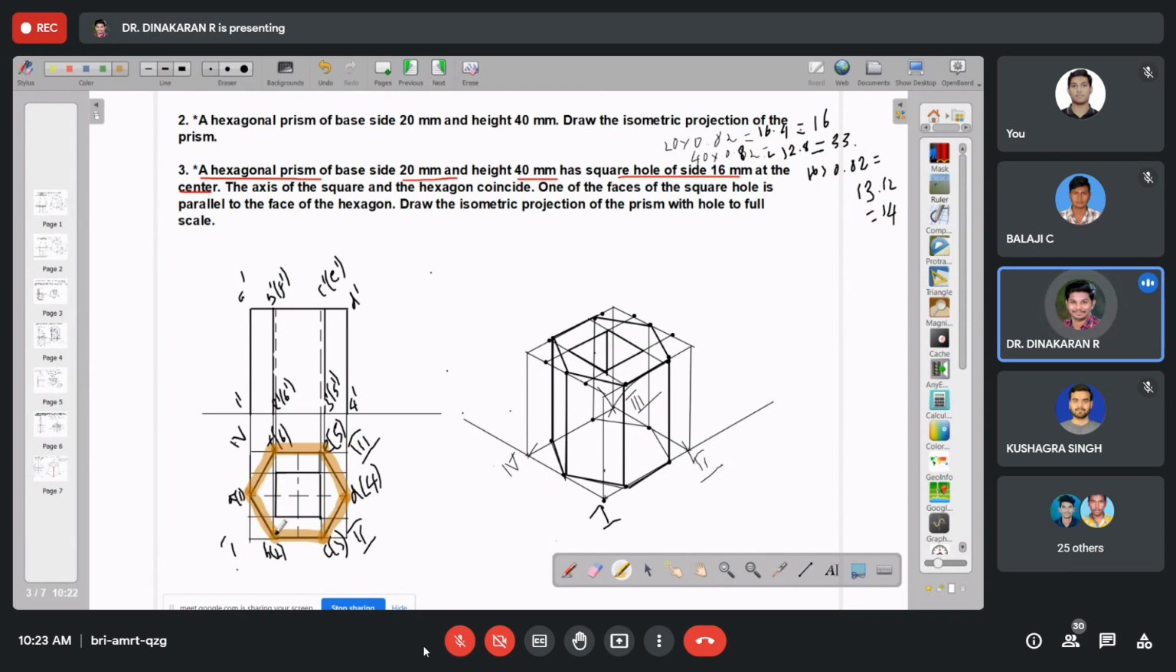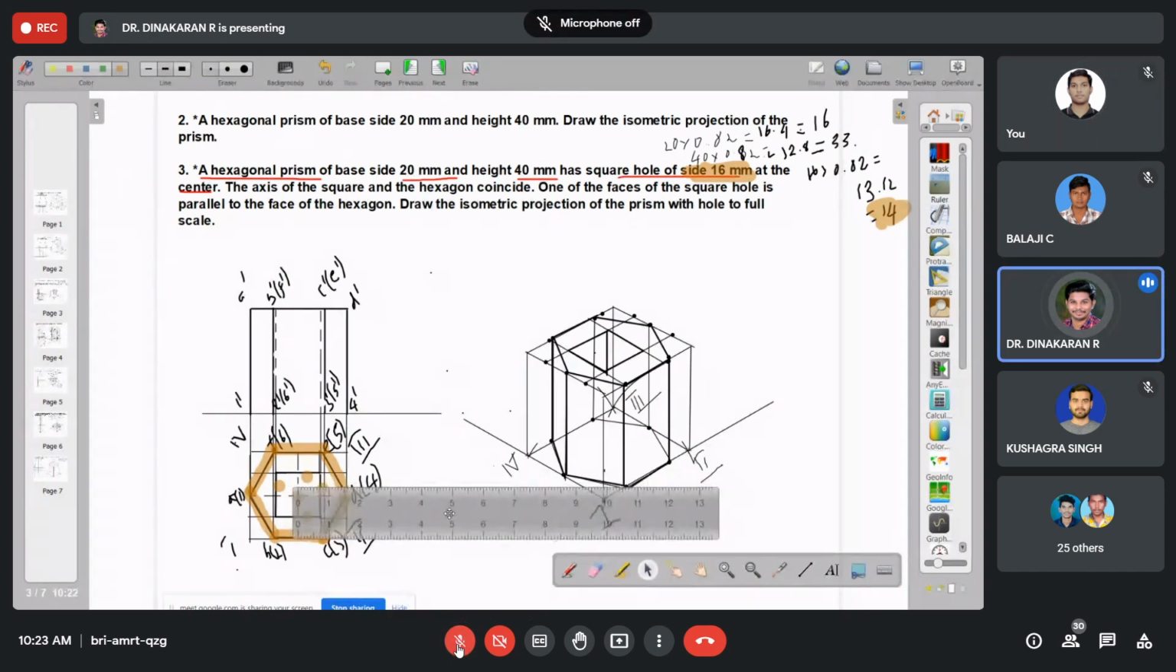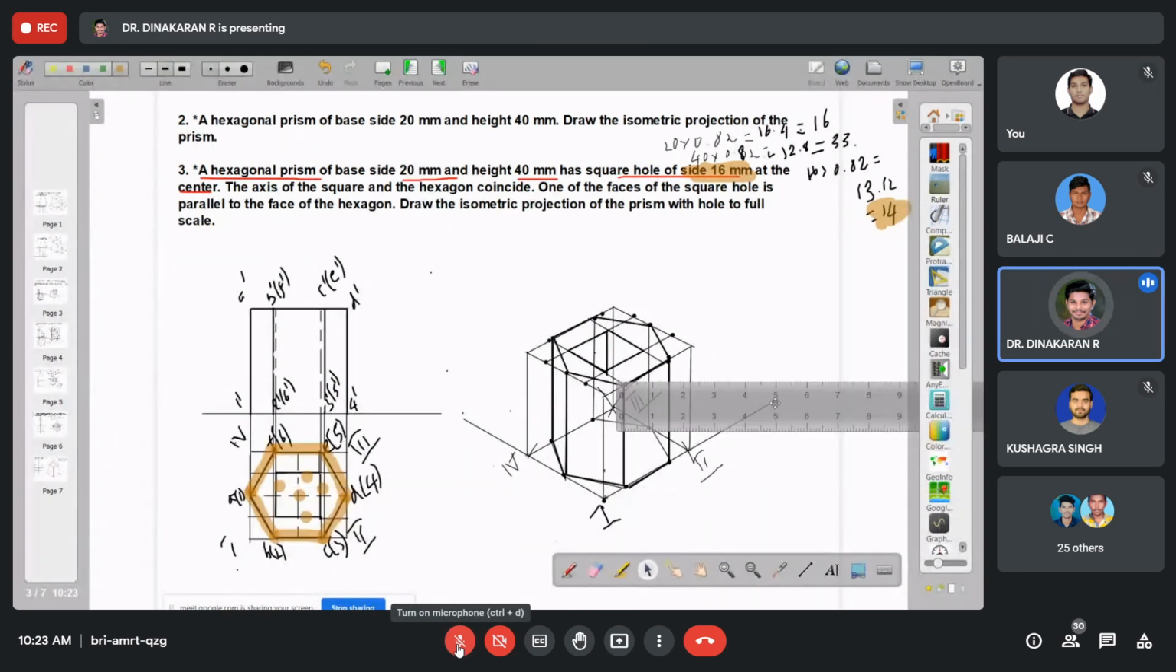After drawing the hexagon, mark an axis line. After making the axis line, we need to draw the square hole. How much is the square given? 16 mm. So we convert it to 14 as the reduction scale. So from the axis line, left side how much? Bottom side how much? How much do we need to divide? 7 or 14? So mark 7 mm from each side. After marking 7 mm, draw a square.